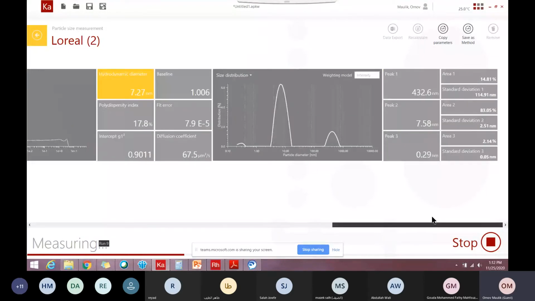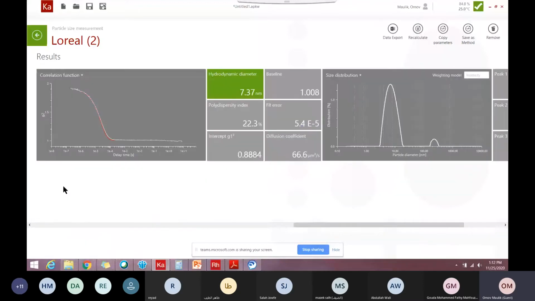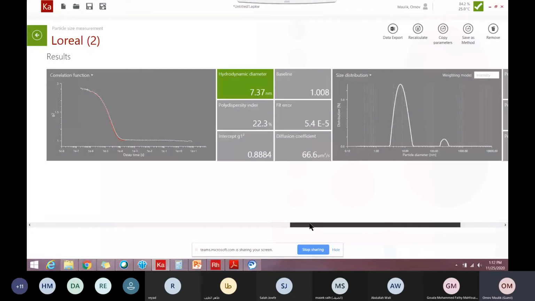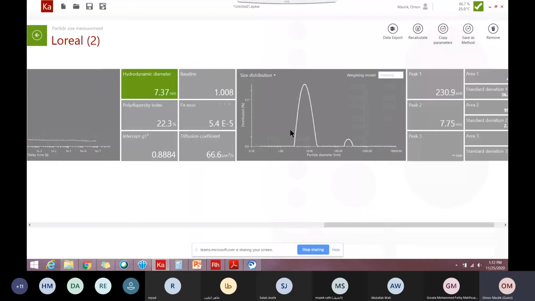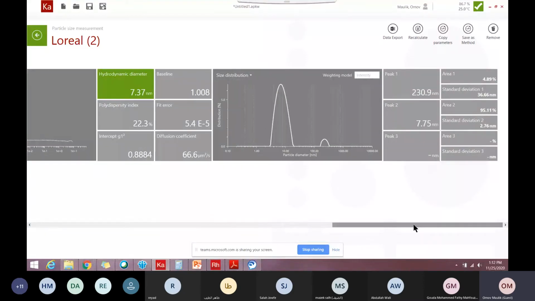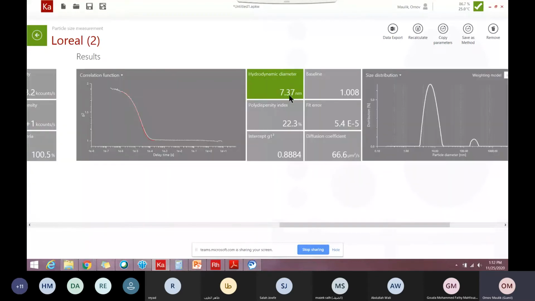So when we talk about the analysis mode, that is general, narrow, or continuous, it is actually giving us this size distribution. And through that size distribution, you can actually get the area under the curve, which can be useful for various applications. Now you can see over here the hydrodynamic diameter of this particular sample is 7.37 nanometer, which is very, very small, and the polydispersity index is 22.3.